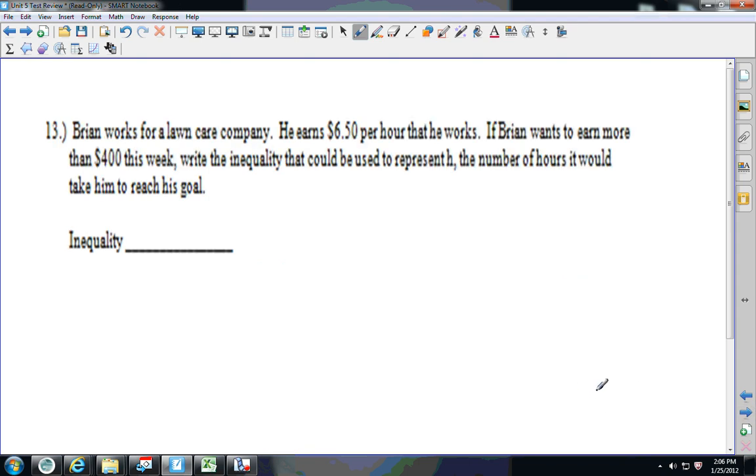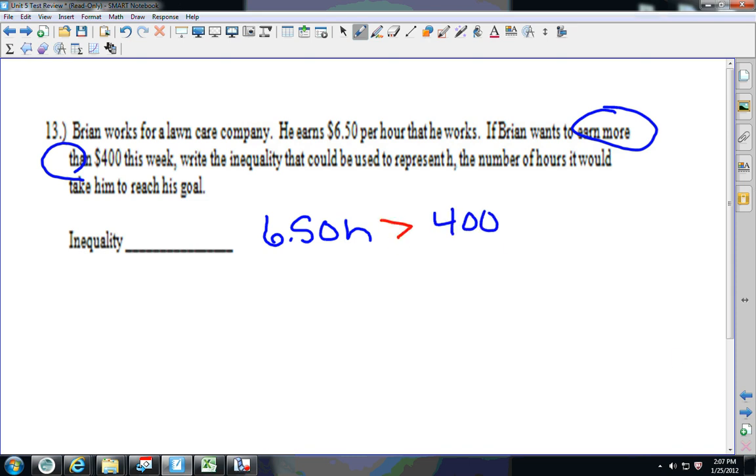Number 13. Brian works for a lawn care company. He earns $6.50 per hour that he works. If Brian wants to earn more than, there's the important stuff right there, more than $400 this week, write an inequality used to represent it. So to write it, I know that he gets paid $6.50 per hour. He wants to earn more than $400. And there's your inequality. Be able to figure out how many hours he could work.